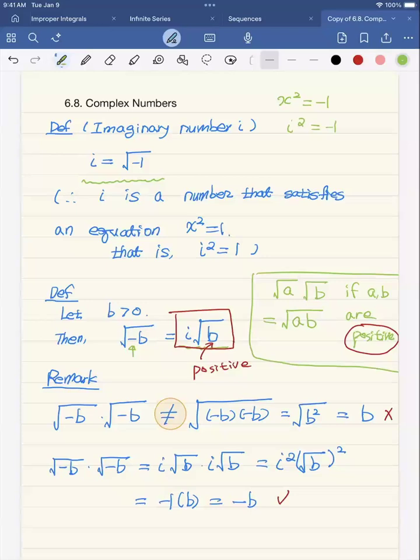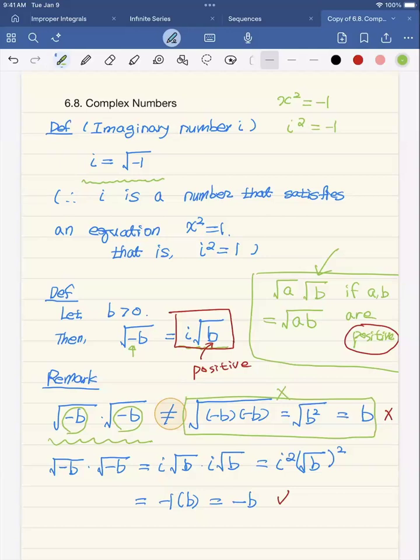Let's consider square root of minus b times square root of minus b. If this minus b is positive, then we can just combine those by using this rule. But those are negative numbers, so we cannot combine like that, because that would result in b. So that is not true.